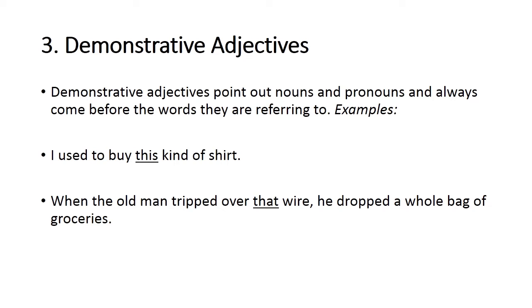Demonstrative adjectives. Demonstrative adjectives point out nouns and pronouns and always come before the words they are referring to. For example, I used to buy this kind of shirt. When the old man tripped over that wire, he dropped the whole bag of groceries. So this and that are pointing out towards certain types of things.